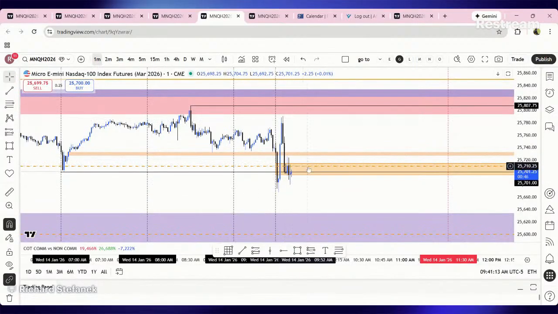Working inside the first presented fair value gap post 9:30. It's failed to come up to the first presented fair value gap for morning session, which is after 7 o'clock. Hitting the midpoint of that daily order block, using it as resistance for the time being.